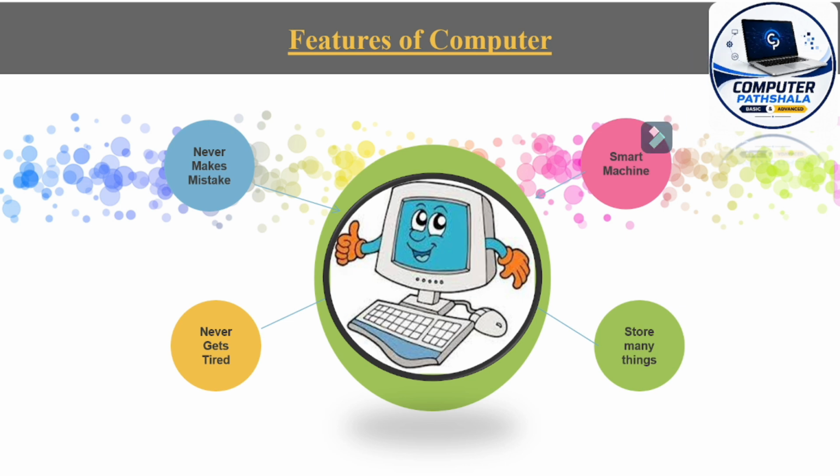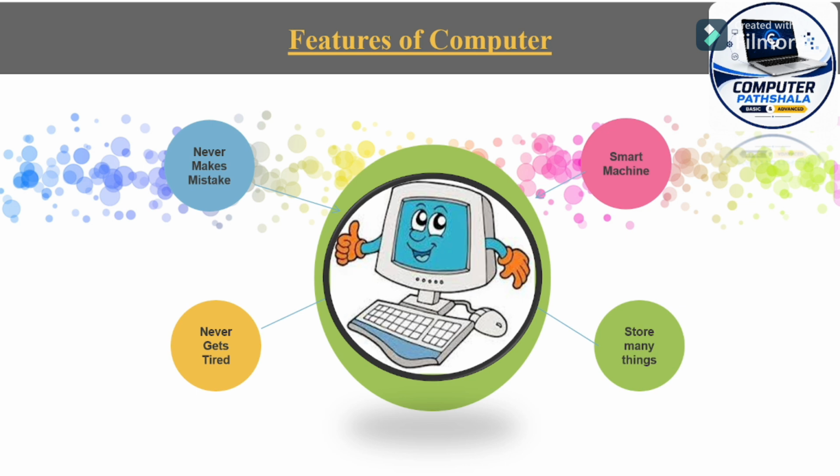Next is diligence. So what is diligence? Diligence means that without getting tired, the computer is working continuously. Like we humans get tired when we work, but does a computer get tired? No, a computer never gets tired. So that is the point which is known as diligence. Diligence means it works continuously without getting tired.